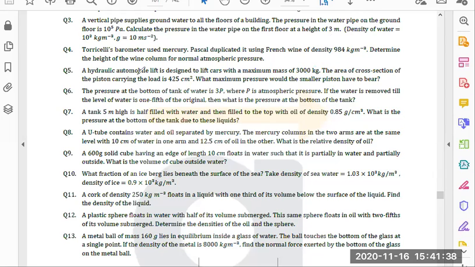Now, the fifth one. A hydraulic automobile lift is designed to lift a car. Again, this is based on F1 by A1 is equal to F2 by A2, right?